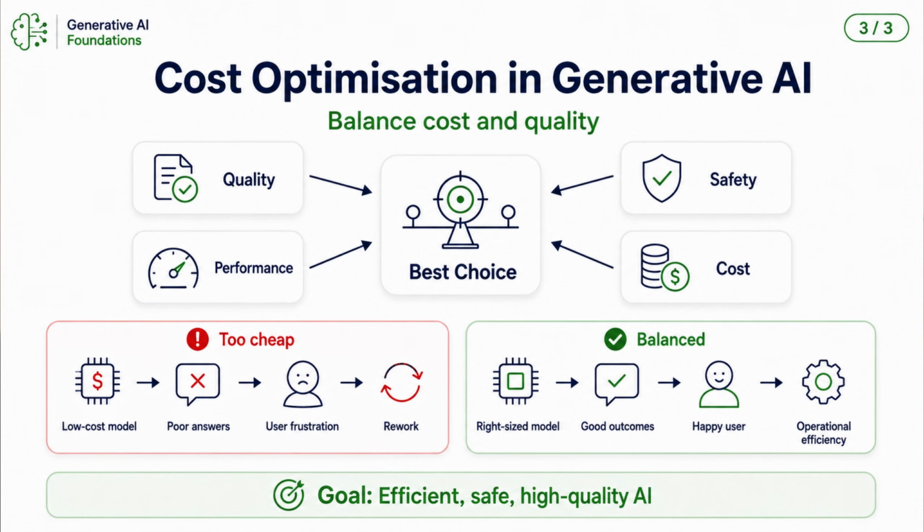But cost optimization should not blindly reduce the quality, because the cheapest model is not always the best business choice. If poor responses create user frustration, rework, or operational issues, then the system may ultimately become more expensive overall. So the real goal is not minimizing the cost at any price. The goal is achieving the required quality, safety, and performance while keeping the system operationally efficient. Now let's connect this all together.